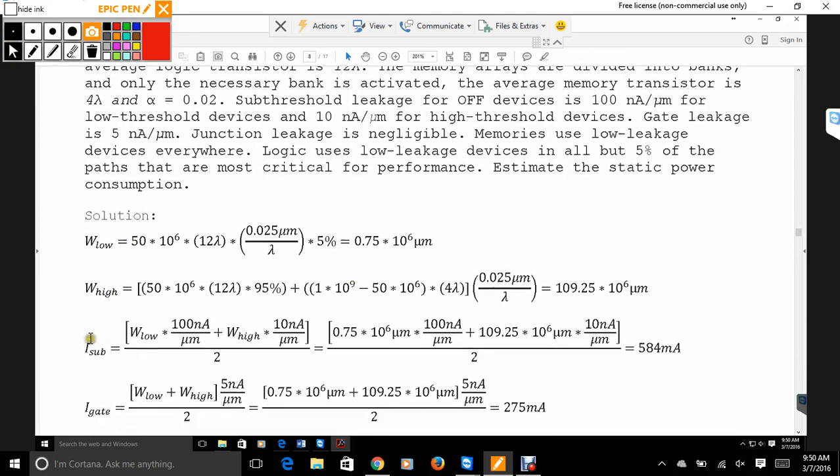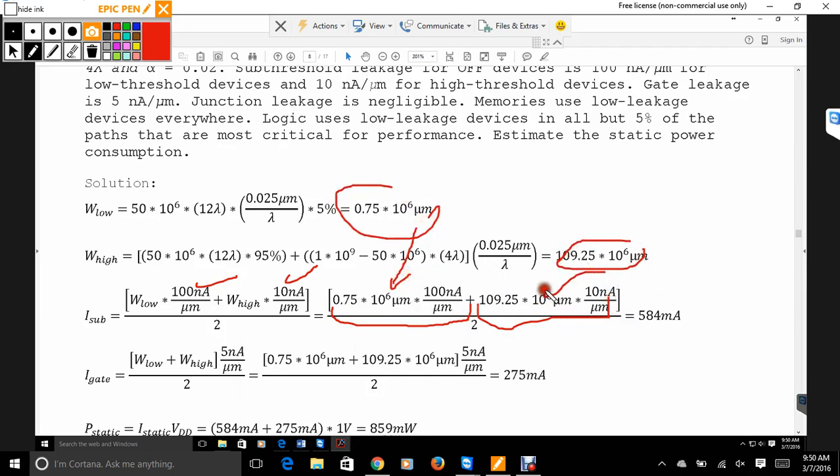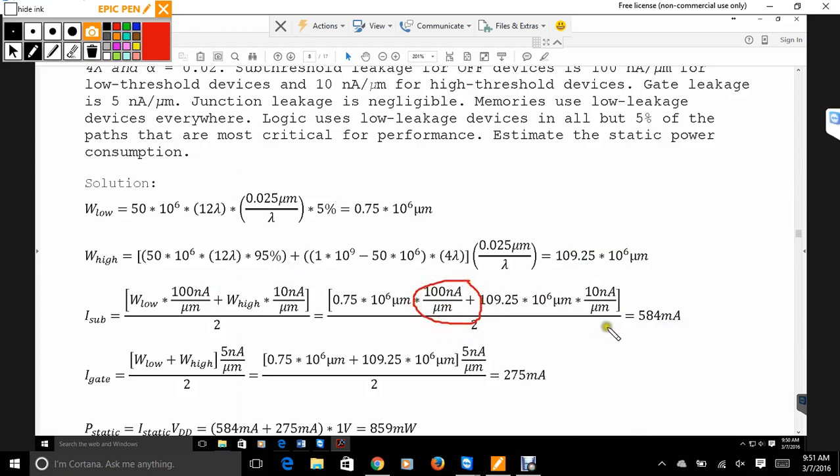So plugging this into our equations, we have our low and high, right? So I did put it in right. 0.75 from here, and we got 584 microamperes, because we're multiplying it by our actual subthreshold leakage.